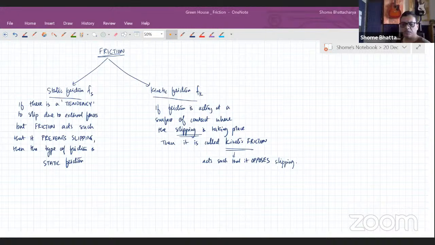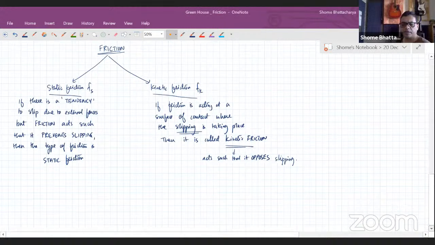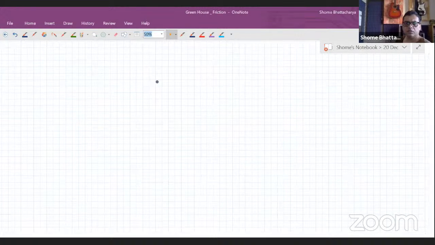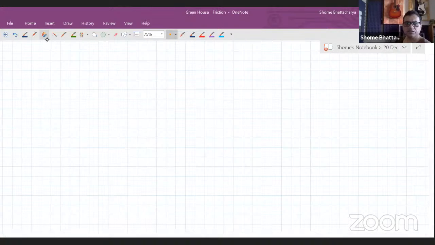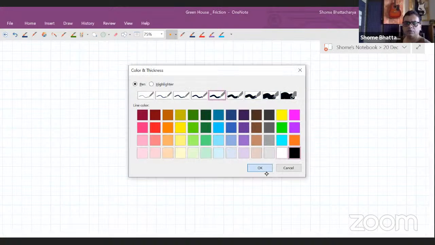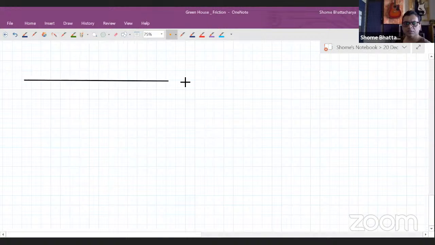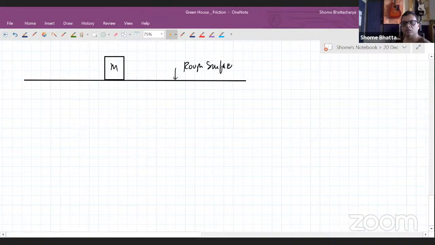Okay, so next up, let's understand more about the properties of static and kinetic friction by further exploring a similar situation that we had seen earlier, but with more detail. So this same situation, where this block of mass m lies on this rough surface. Now, initially it is at rest.